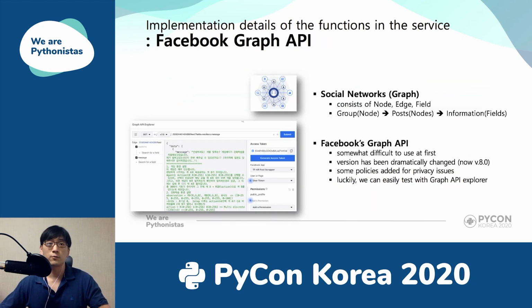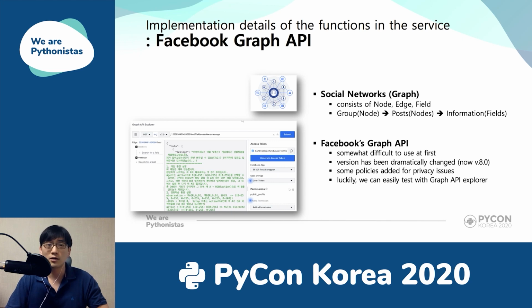And this slide is for a snippet of knowledge about Facebook's Graph API. Graph API is nothing but a graph structure that you probably studied from algorithm class. Everything can be expressed with 3 concepts: node, edge, and field. Node is an entity, the edge is a connection between nodes, and field is a piece of information dangling within a node. For instance, group is a node, and posts are nodes, and there are edges between a group and posts. And each post contains a number of fields like date, contents, and so on.